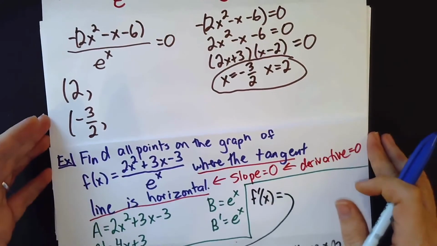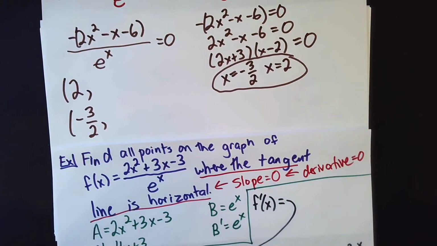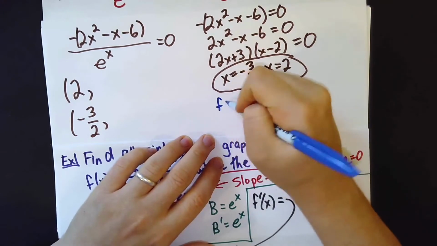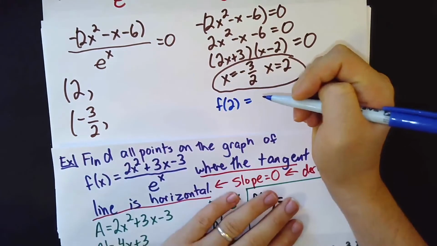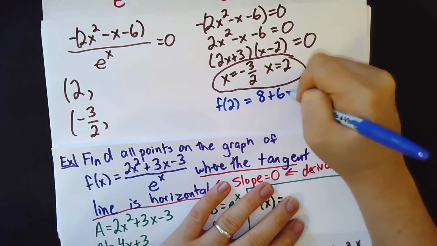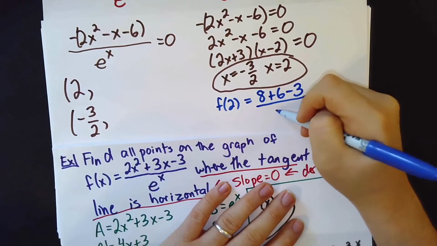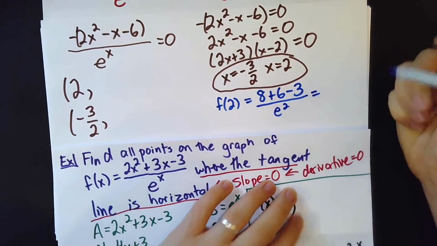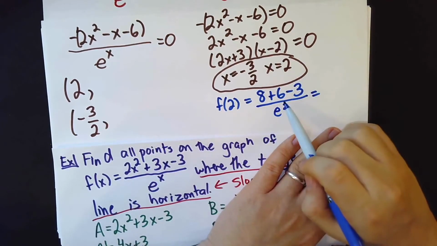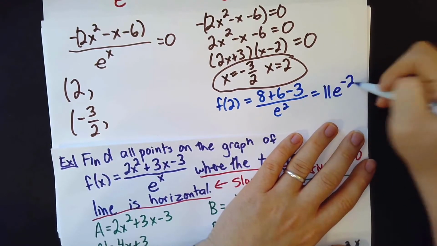So here, creeping up at the bottom, is my original function again. So f of 2, if I go ahead and calculate it, that's going to be 8 plus 6 minus 3 over e squared. Okay. 8 plus 6 is 14, minus 3 is 11, so I'll write this as 11e to the minus 2.